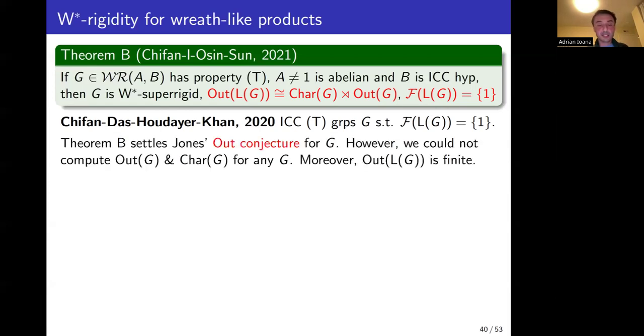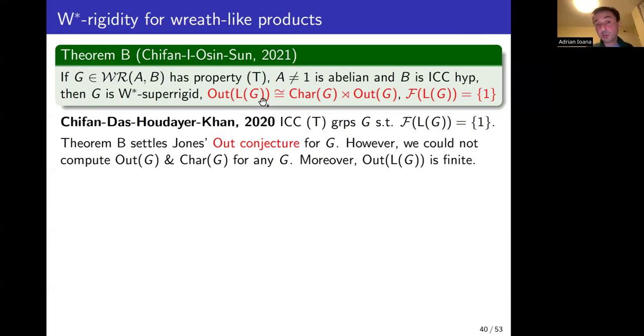And second, the remark I want to make is that Theorem B, showing that the outer automorphism group of L(G) is what one expects, settles Jones's conjecture for all such groups G. So these are the first examples of property T groups for which Jones's conjecture holds. However, there's a caveat here.